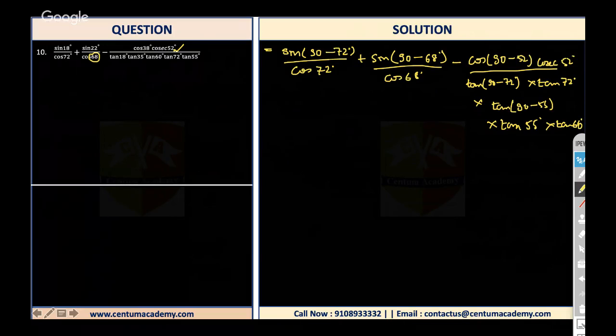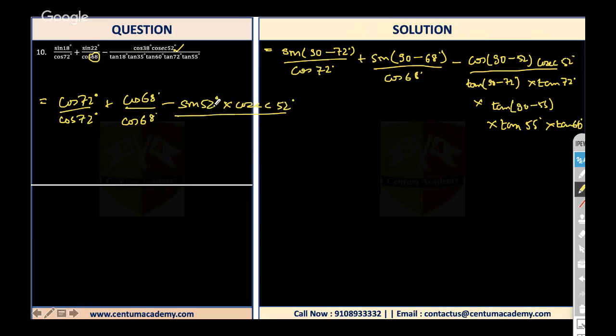This is the whole thing. Correct? So hence I'm writing here now. So sine 9, it now, it is cos 72 degrees by cos 72 degrees plus cos of 68 degrees by cos of 68 degrees minus it is sine of 52 degrees into cosecant of 52 degrees divided by cot 72 into tan 72 into cot 55 into tan 55 into root 3. Why? Because tan of 60 degrees is root 3.